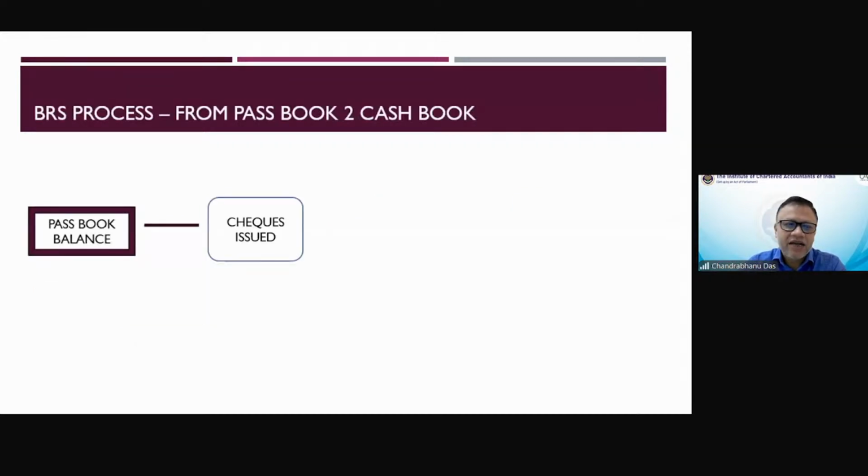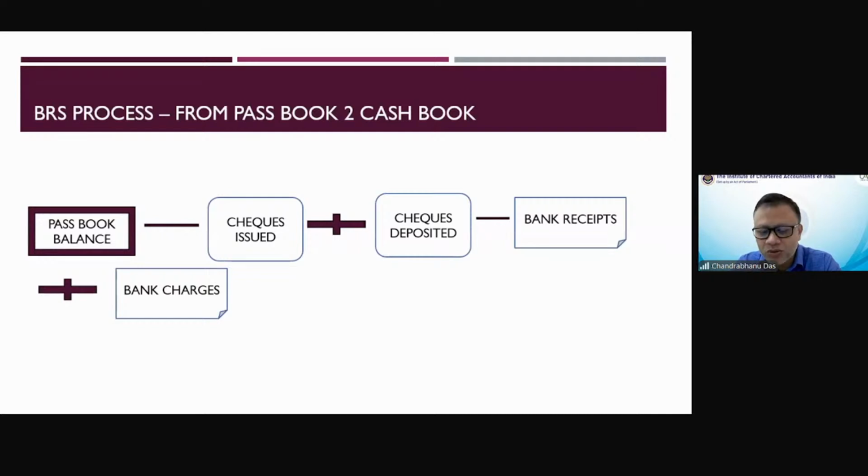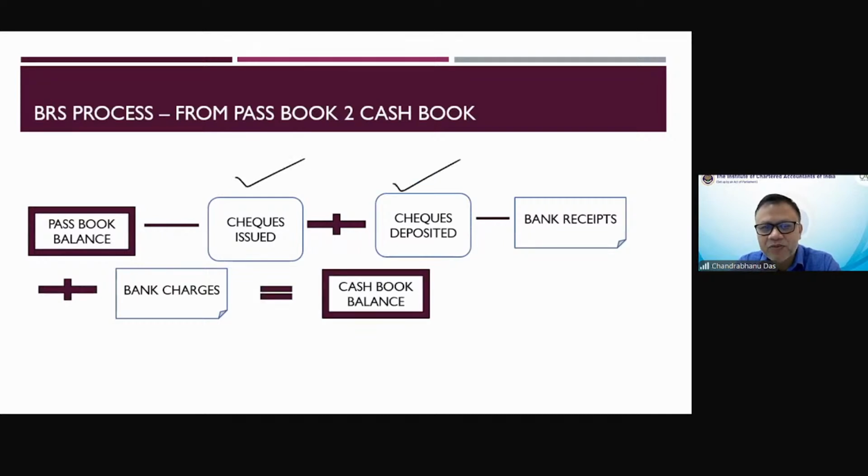Similarly, whenever I am arriving from the passbook to the cash book, what I am doing is taking away all the things which are related to the bank, but I'm accepting all those things which are related to the cash book. Now in the cash book, if the checks are issued, the balance will decrease, so I'm doing minus. And if checks are deposited, the balance will increase, so I'm doing plus. Then I am subtracting the bank receipts because I don't need them, as I'm arriving at the cash book balance. Similarly, I'm adding up the bank charges because I don't need them, so that I arrive at the cash book balance. So I'm taking the checks for the cash book and I'm reversing the bank receipts and bank charges.